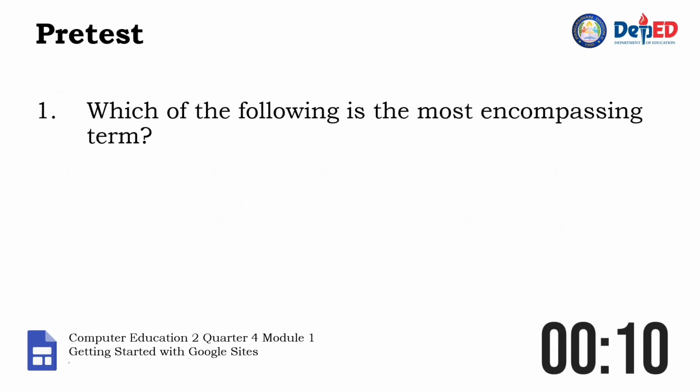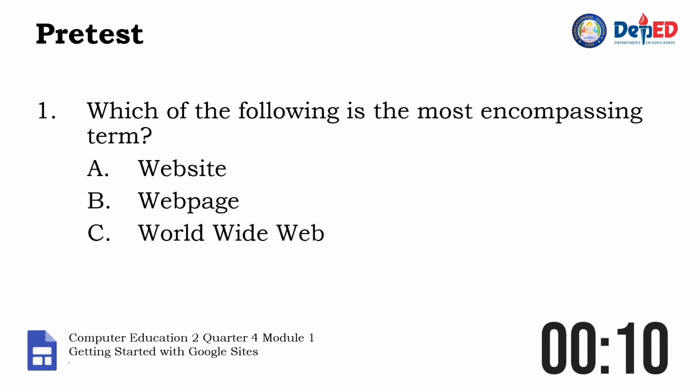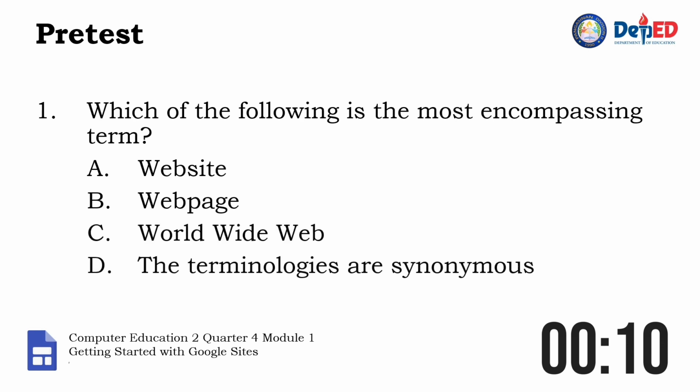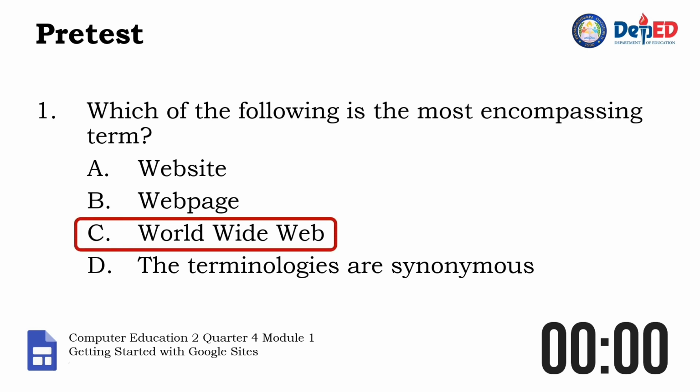1. Which of the following is the most encompassing term? A. Website. B. Web page. C. World Wide Web. D. The terminologies are synonymous. If your answer is C, then you are correct.